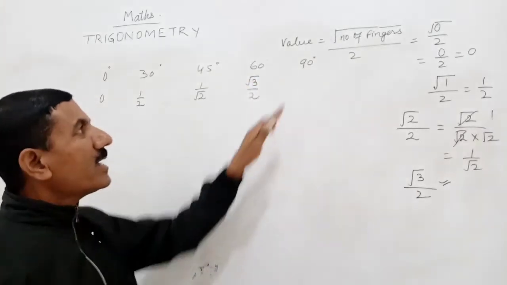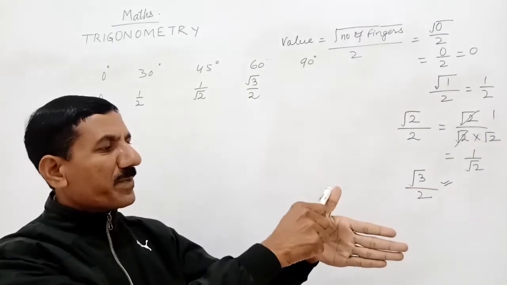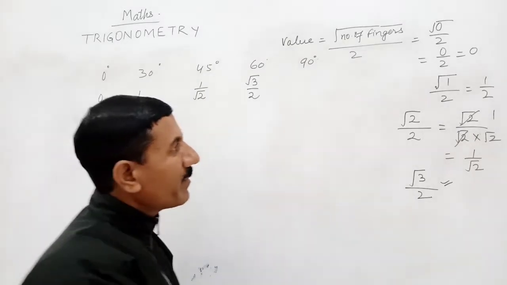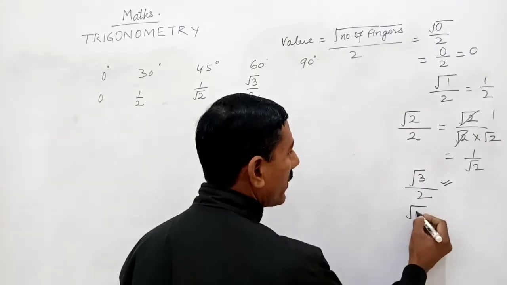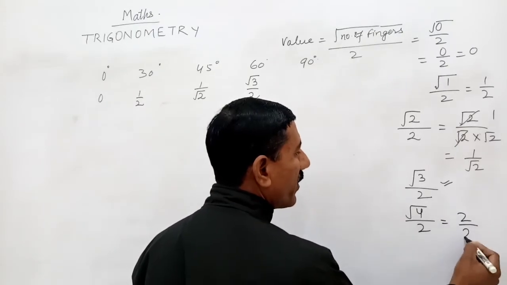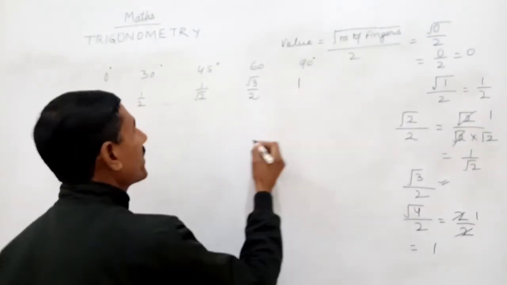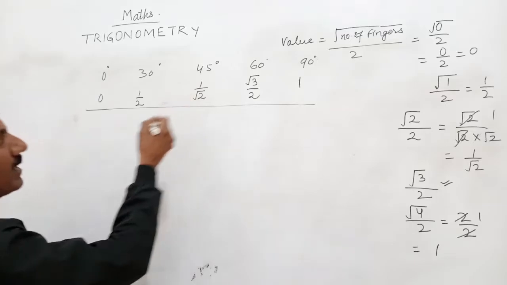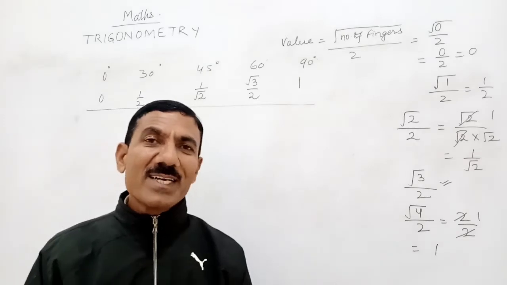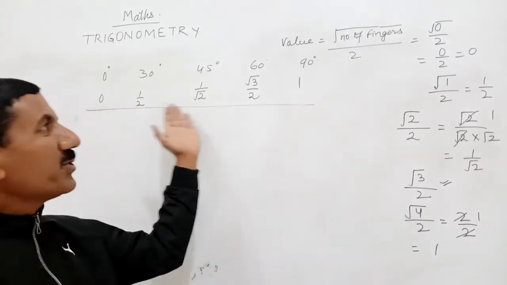And now the last value is 90 degree. Where is 90 degree? On the thumb. And how many fingers are on the right hand side? 1, 2, 3, 4. Similarly, right here number of fingers 4 upon 2. Root 4 will be equal to 2, 2 upon 2, 2 cancels, 1 is equal to 1. So right here 1. And these values are the values of sine. So by this video you know how we find the values easily.